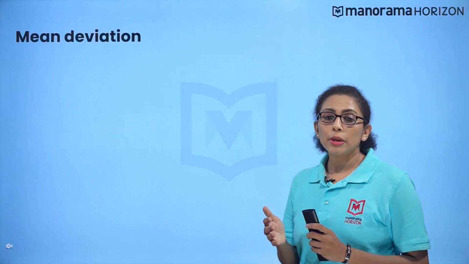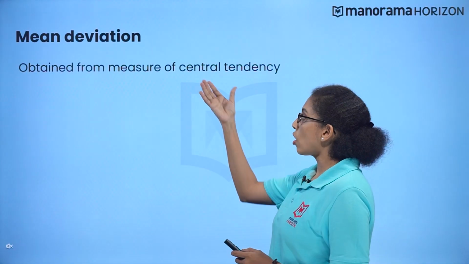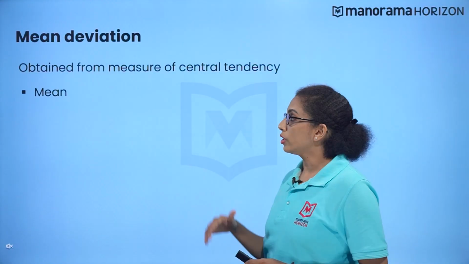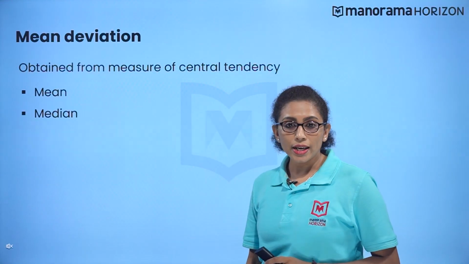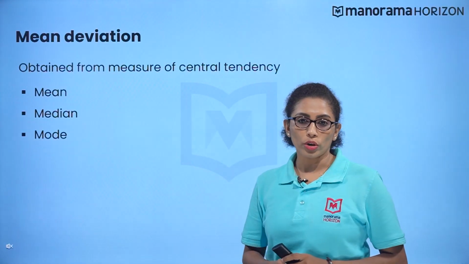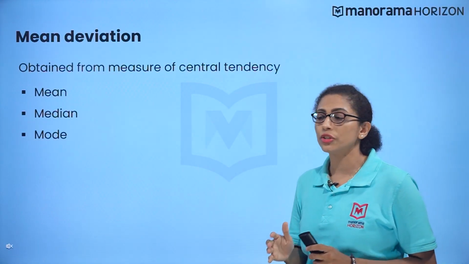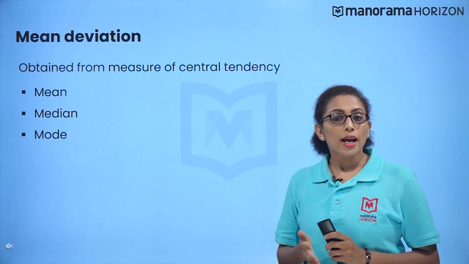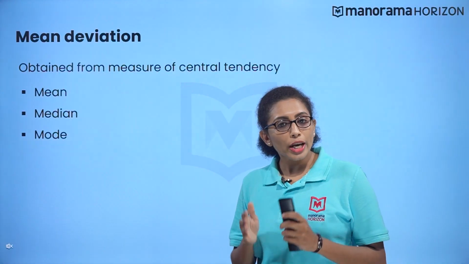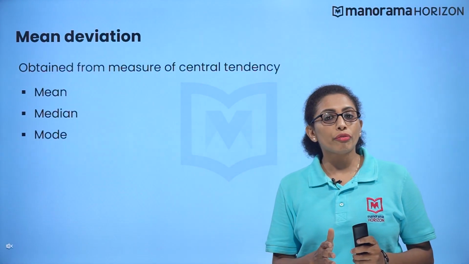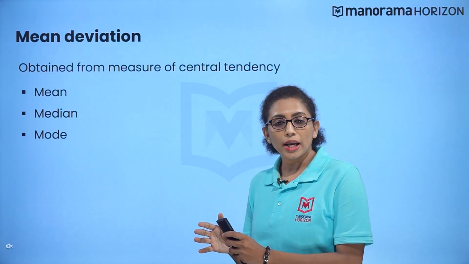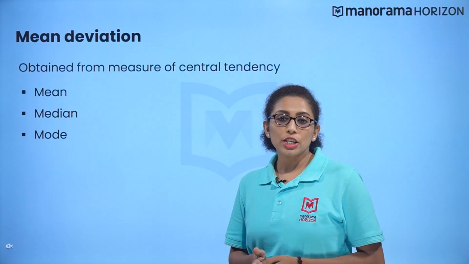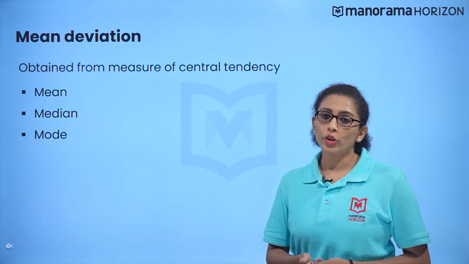Mean deviation may be obtained from any measure of central tendency. That is, one can find the mean deviation about mean, mean deviation about median, and mean deviation about mode. However, mean deviation from mean and median are the ones commonly used in statistical studies. Here, we are focusing only on the methods to find the mean deviation for ungrouped data and grouped data. Let us first learn mean deviation for ungrouped data or raw data.